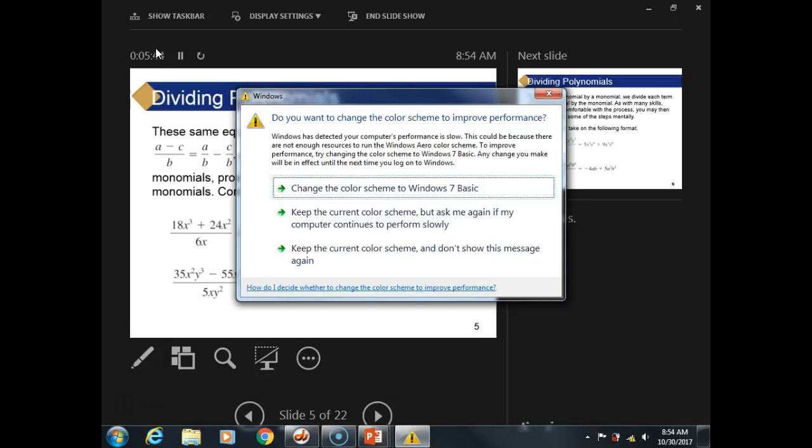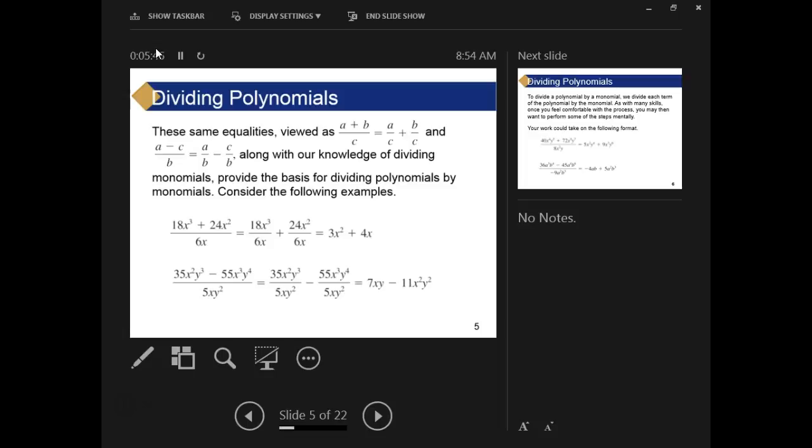Excellent. Minus. Excellent. Okay. Then on the first one, what would you do? 7. Say again? 7xy. Perfect. Minus 11 x squared, y squared. Excellent. Way to go. Everybody see how that works?